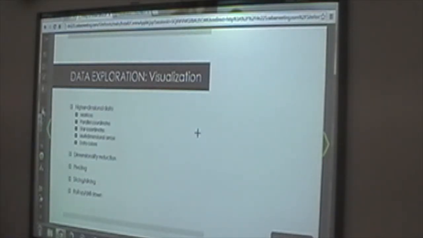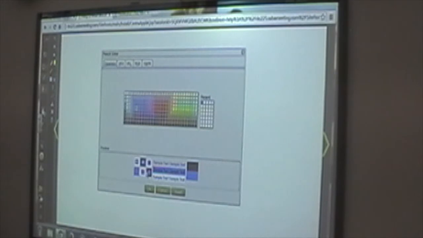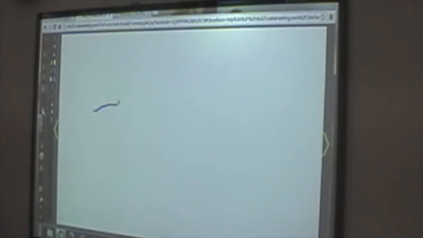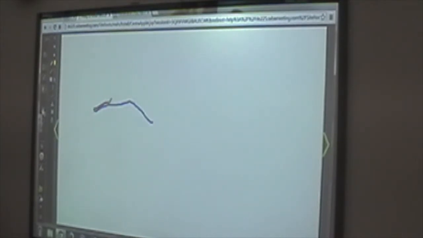So, parallel coordinates. What I mean there is, for example, you might have one attribute going like that, and then on that same graph, you might then see what happens to another attribute, and so on.